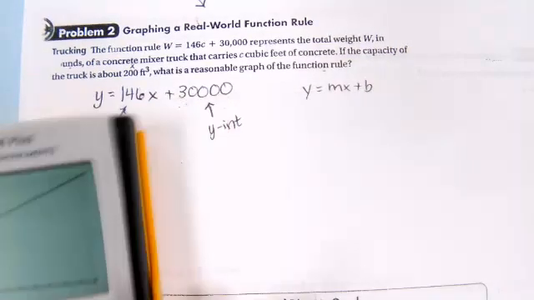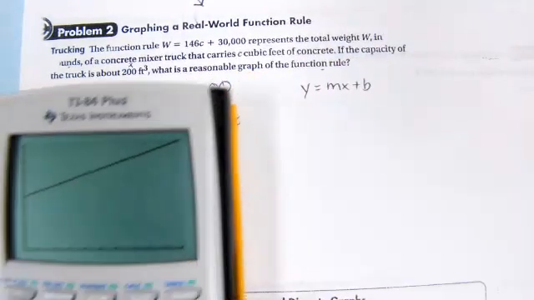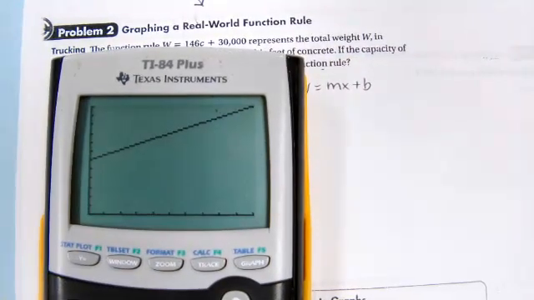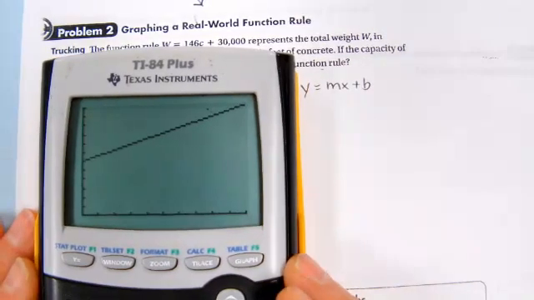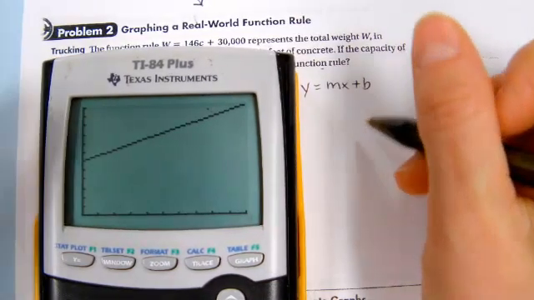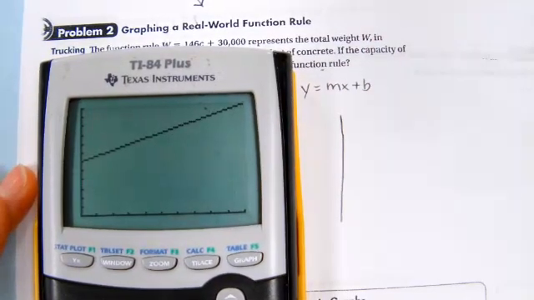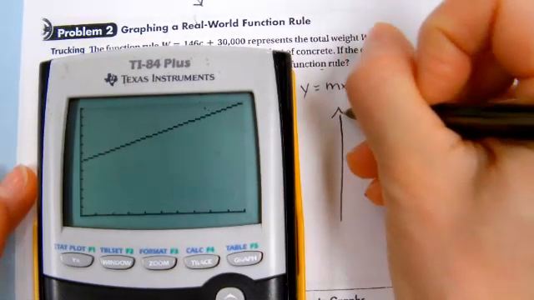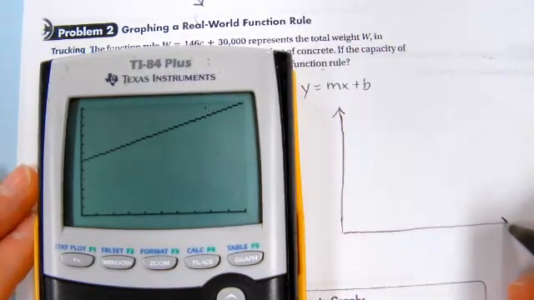Okay, so in here it says what is a reasonable graph? This is a reasonable graph, isn't it? Because it shows the whole picture all the way to 200. Now, this is how you draw this accurately, okay? So we're going to draw the picture like this, all right? Do we need the negative quadrants? We do not, all right? So we're going to draw our picture without the negative quadrants, right?